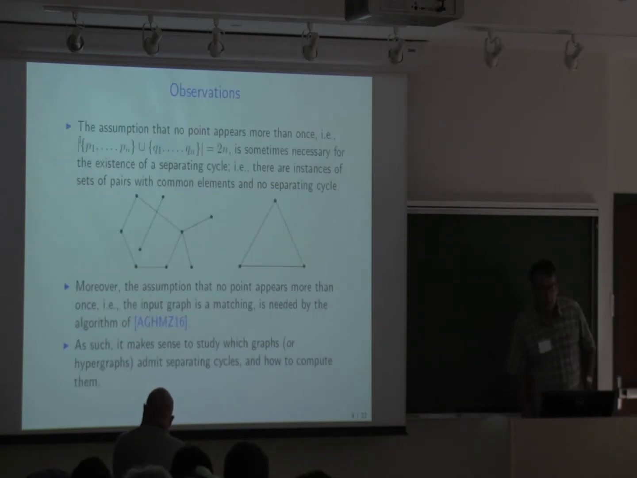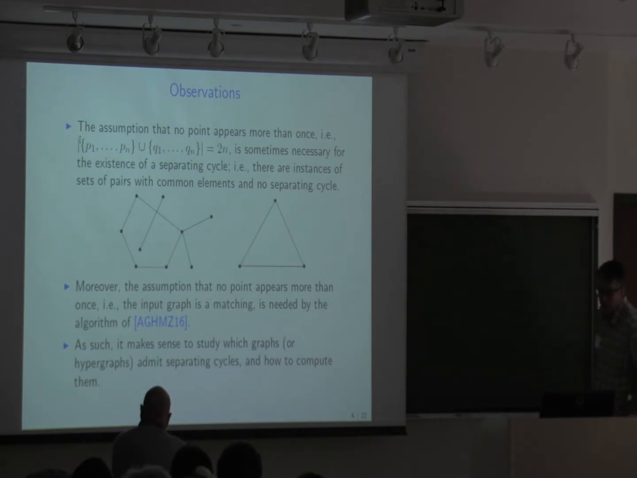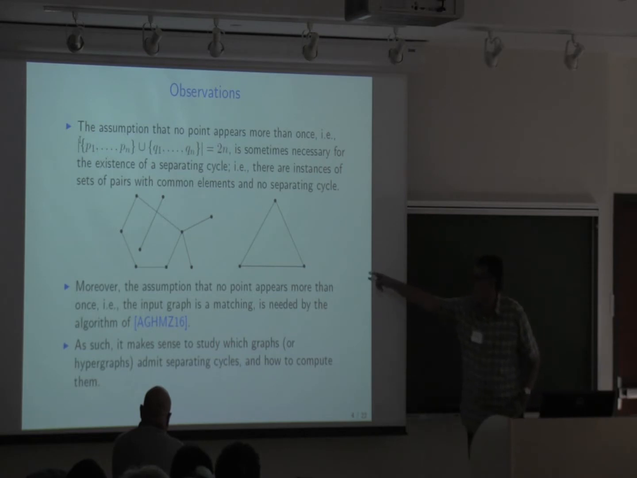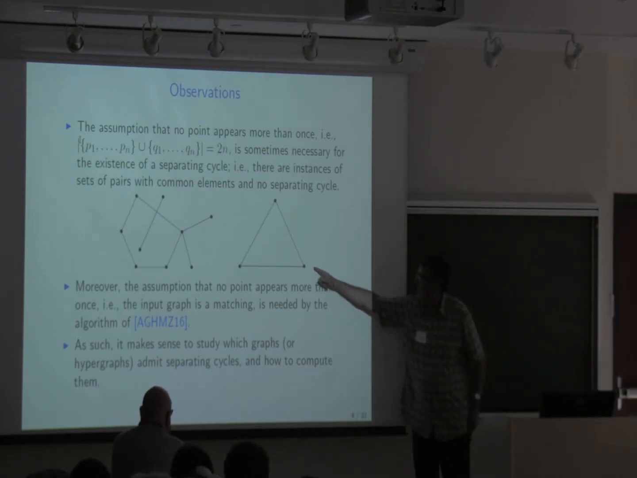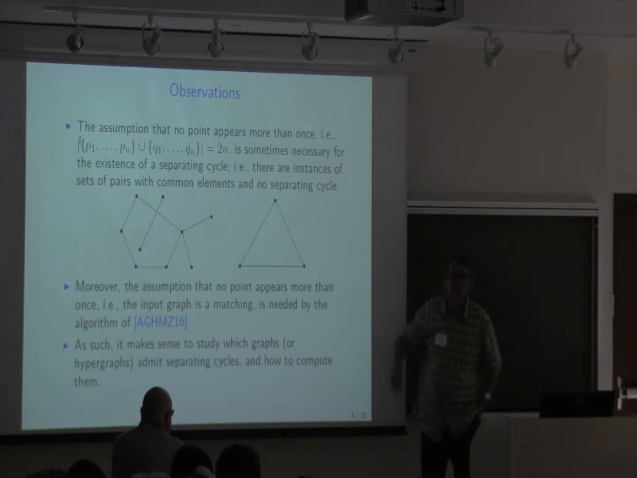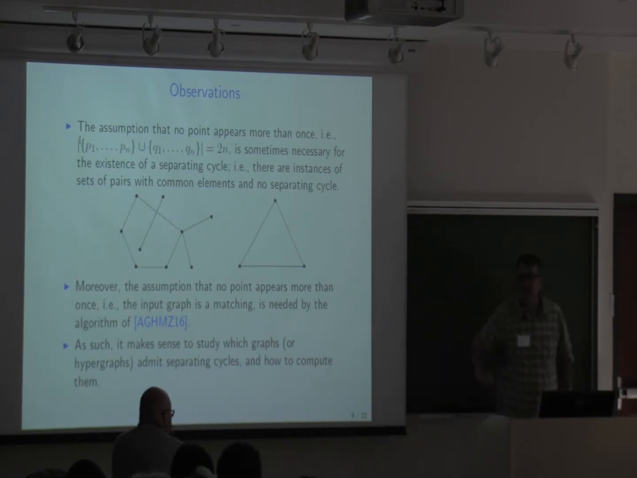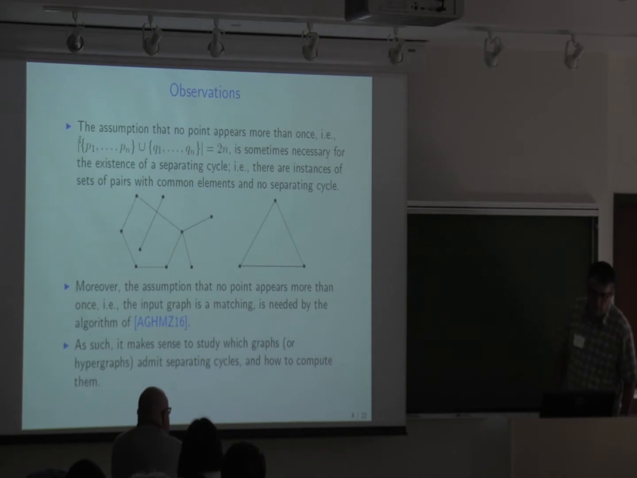Some observations. Whenever I saw this problem, I thought, okay, there are pairs, so could they have common endpoints? What I immediately see is that if you have, let's say, this triangle, 3 pairs, you could not have this separation. You can't separate them, right? Because if this one is inside the cycle, then the other 2 should be outside, but then you can't separate that pair. So no cycle would allow that.